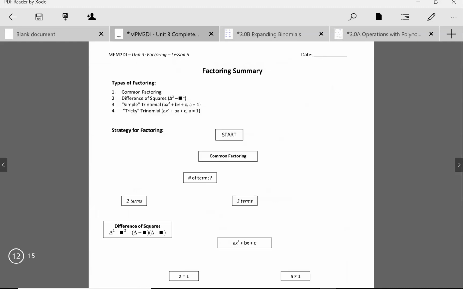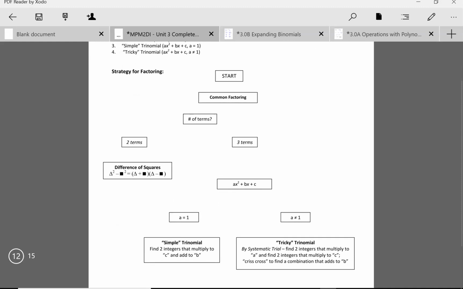Whenever that is. And again, I'm going to go over a factoring summary. Here we see that once we start our factoring, the first step is to always look for any common factors that we can factor out first. And then we ask, is it a binomial? If it's a binomial, if there's only two terms, does it have a difference in there? If it does, then it's a difference of squares. We know how to factor that.